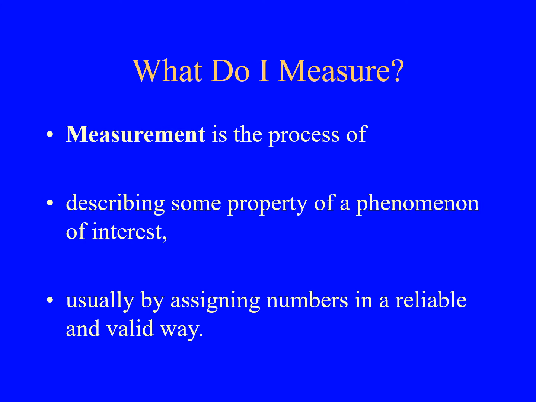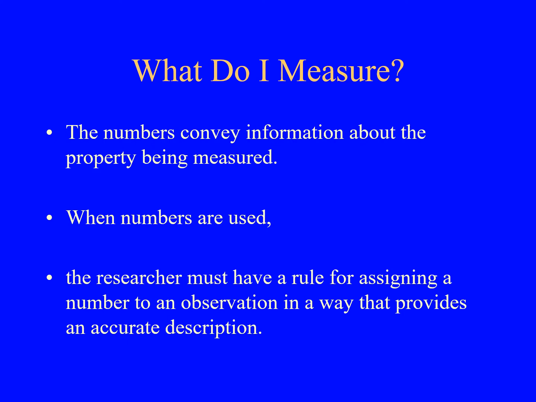What do I measure? Measurement is the process of describing some property of a phenomenon of interest, usually by assigning numbers in a reliable and valid way. The numbers convey information about the property being measured. When numbers are used, the researcher must have a rule for assigning a number to an observation in a way that provides an accurate description.